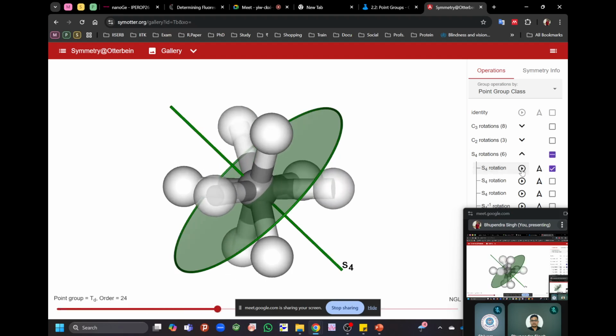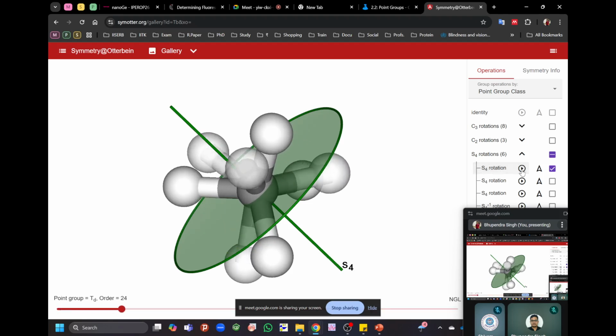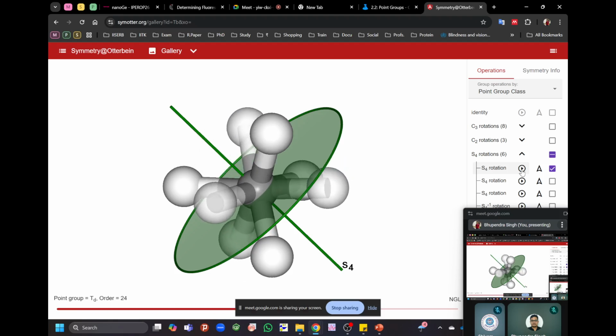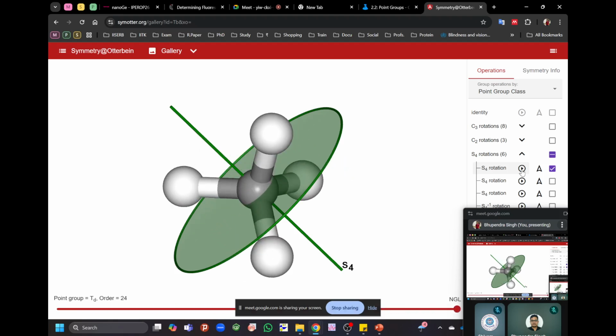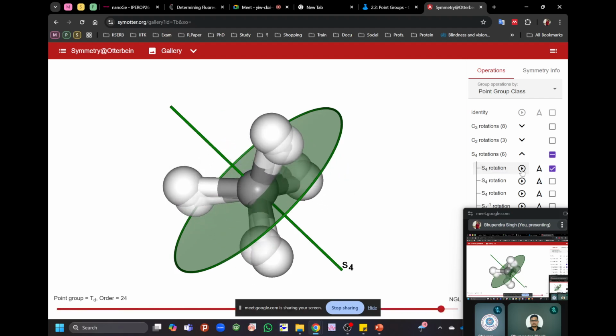See, this is, and this. So let's say, what is this? This is the rotation, this is the reflection. Now first the rotation is happening. See, this is rotation. Now the reflection. So this is how the S4 is present here. Okay.